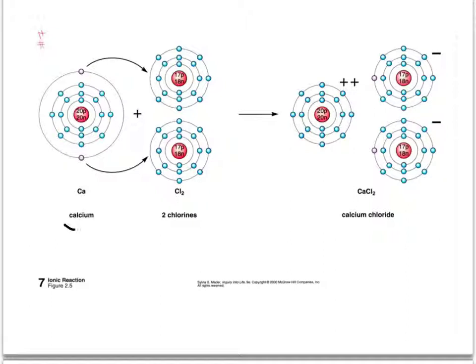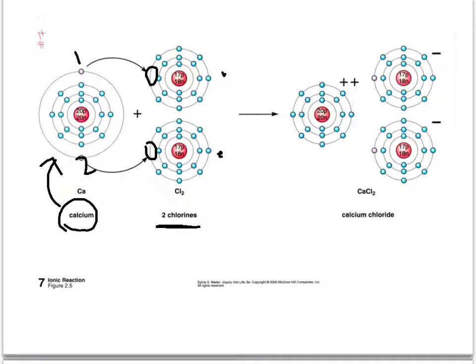So here we have calcium, and there's its Bohr diagram, if you remember that term, Bohr diagram for its atom. And here are 2 chlorine atoms listed right here and here, and they are your Bohr diagrams for chlorine. Well, calcium just happens to have 2 valence electrons that it would like to get rid of, and the chlorine atoms would like to pick up one right here and one right here.